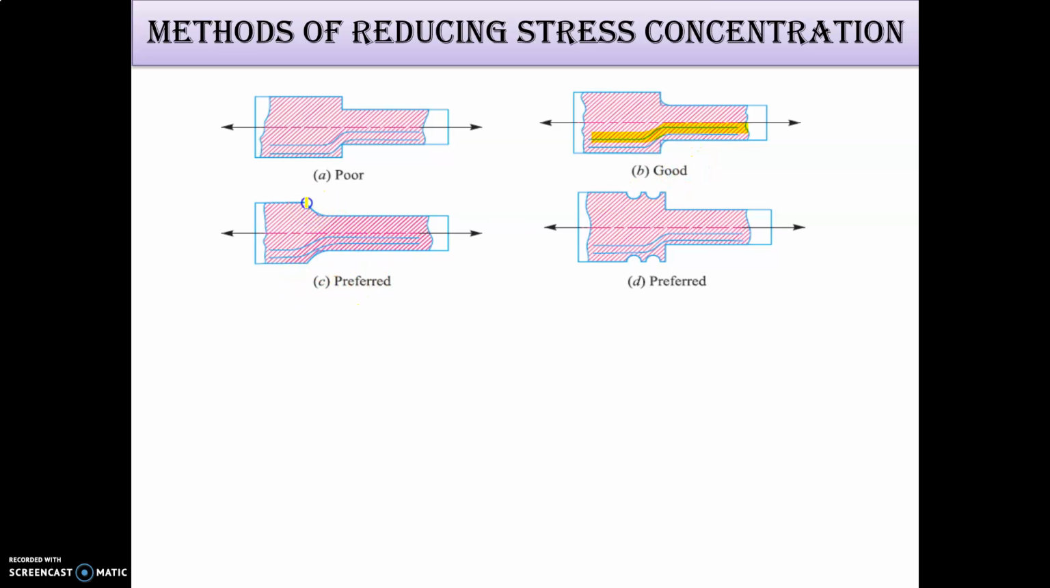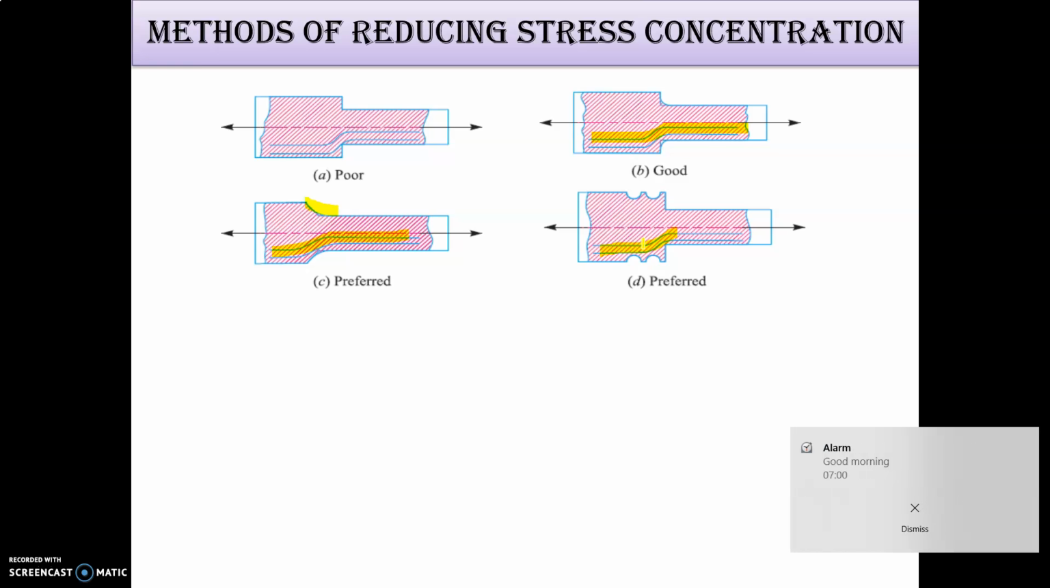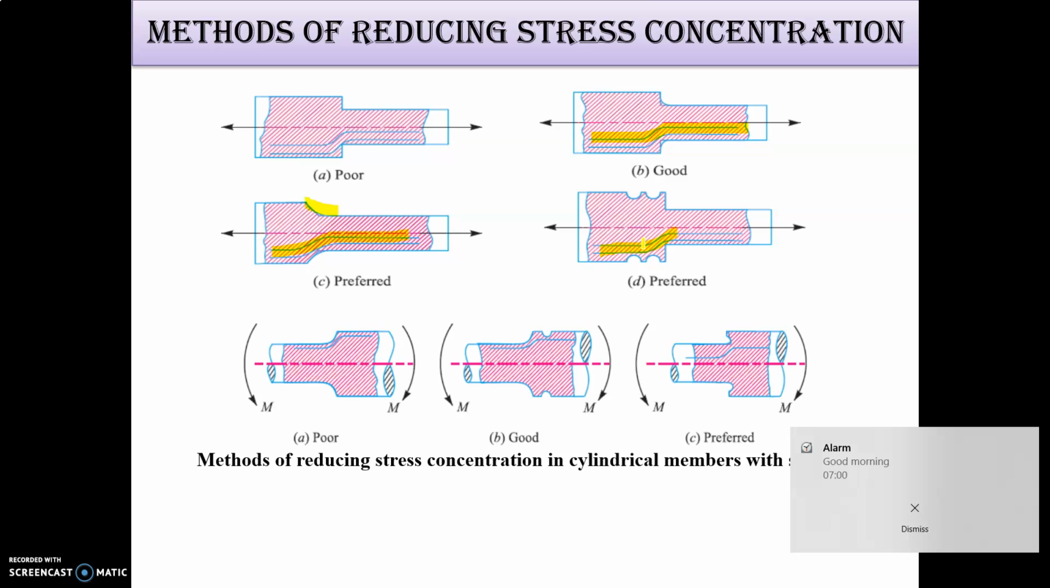If we change this curve more, that means the round should be more, then it is a very preferred one, because the flow is going very smoothly. And if we insert in this way, then it will be the preferred one. So both these things are the preferred values. So this is how we can change the design, and we can avoid the stress concentration at one single point.